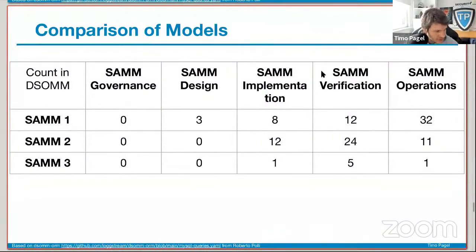So this is the view from SAMM and how many activities there are in DSOMM. This is very new. Robert Polly created a database where we loaded all information from SAMM and from DSOMM, so we could perform data analysis. And as you can see, on SAMM levels 1, 2, and 3, we have nothing in governance, but therefore a lot in verification and operations.